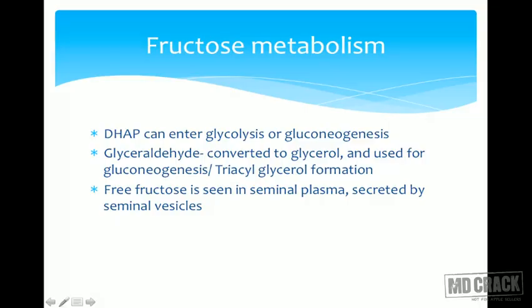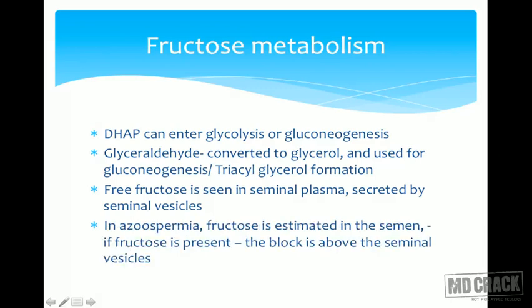Now, other than being secreted by seminal vesicles, there is a condition called azoospermia. Azoospermia may be due to a blockage. If we want to know where the block is, whether it is above the seminal vesicles or below the seminal vesicles, we can estimate fructose in the semen. If the fructose is present, the block is below the seminal vesicles. Remember, it is the seminal vesicles which are secreting free fructose into the seminal plasma. And this is important to keep the semen in the liquefied state and to give energy to the sperm.